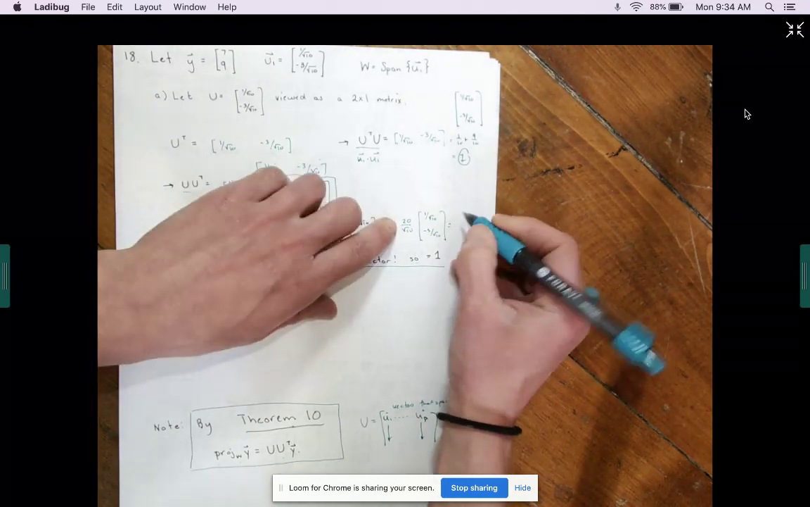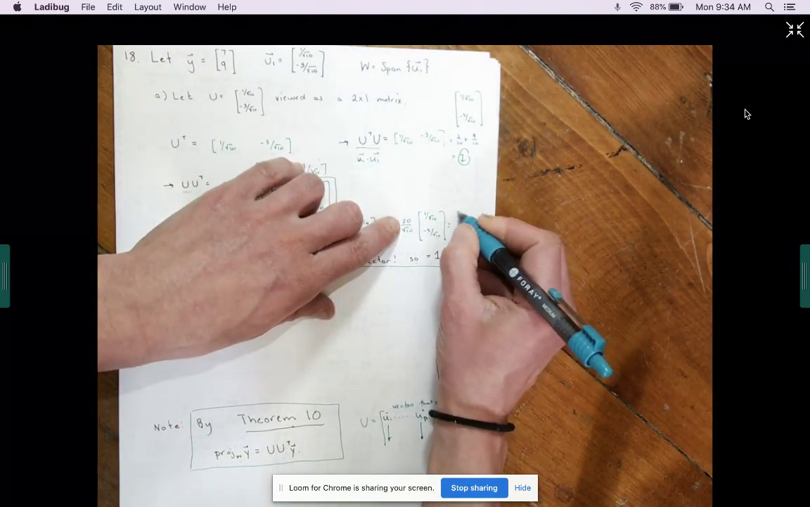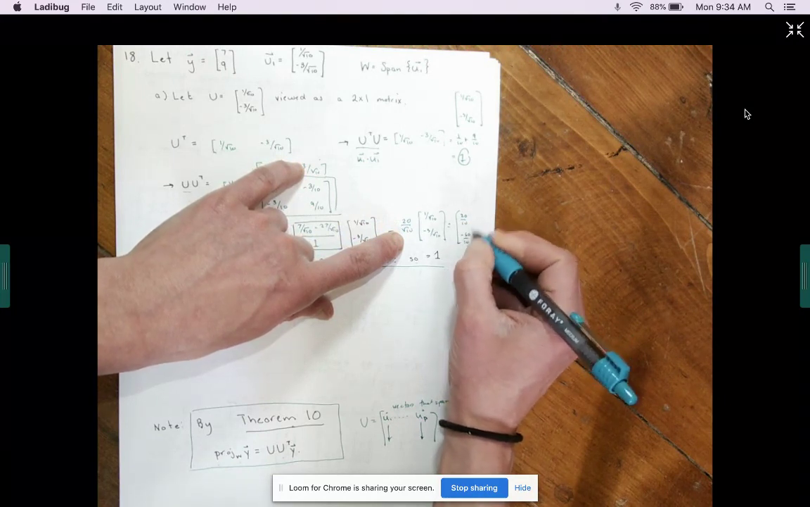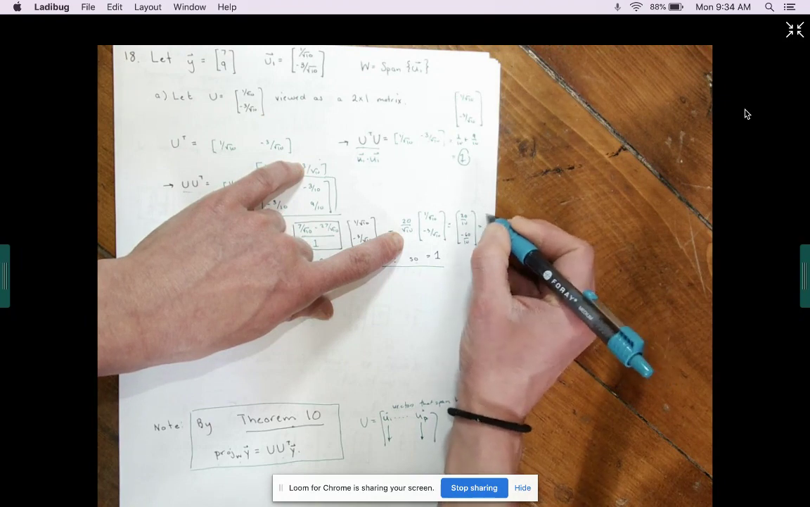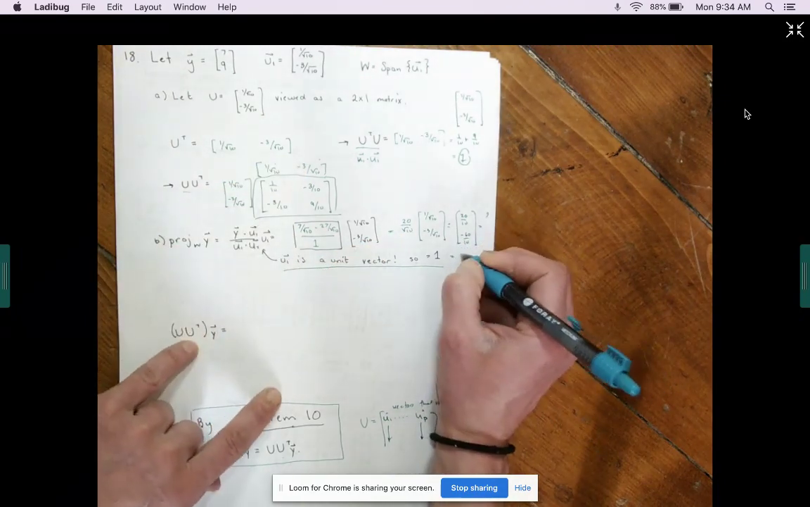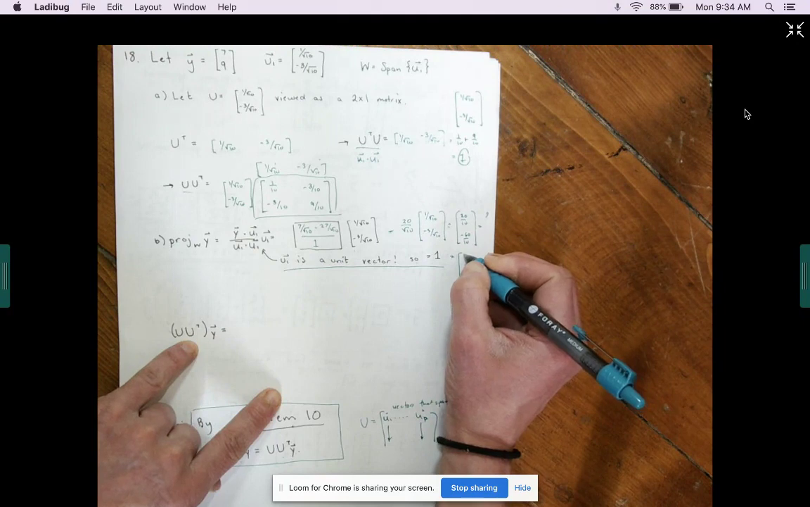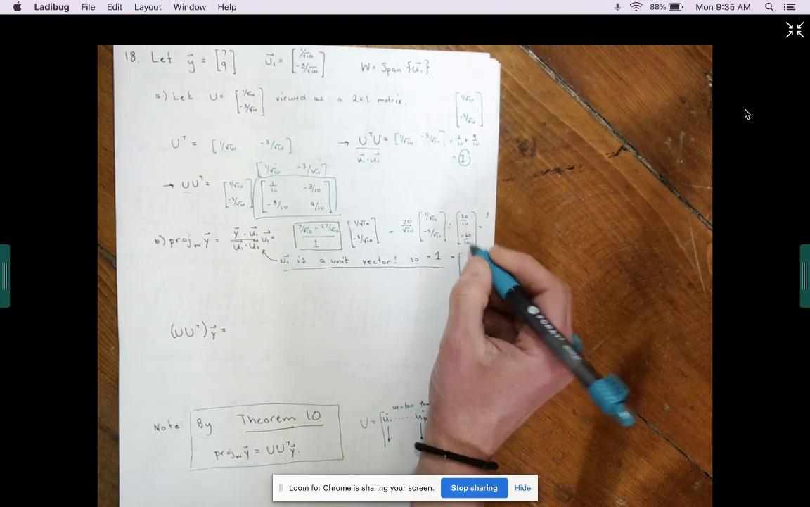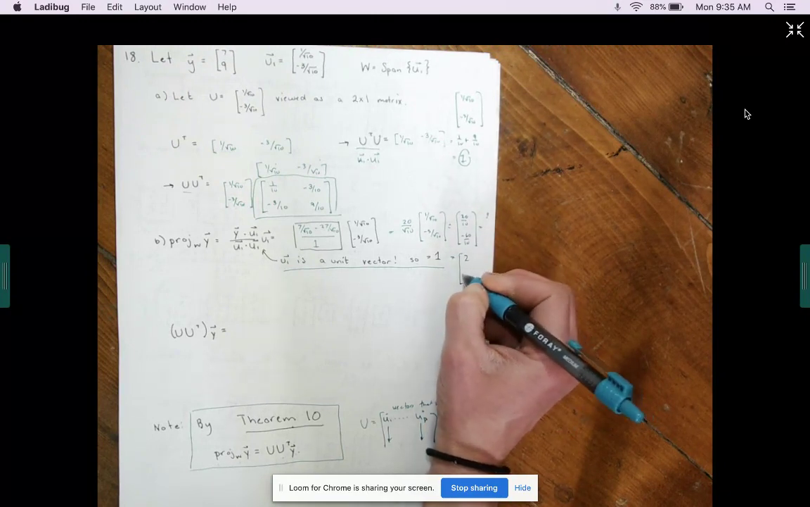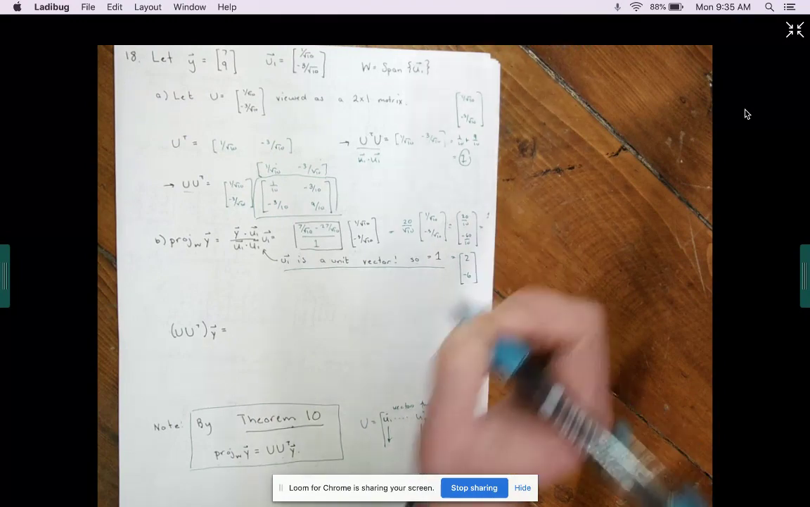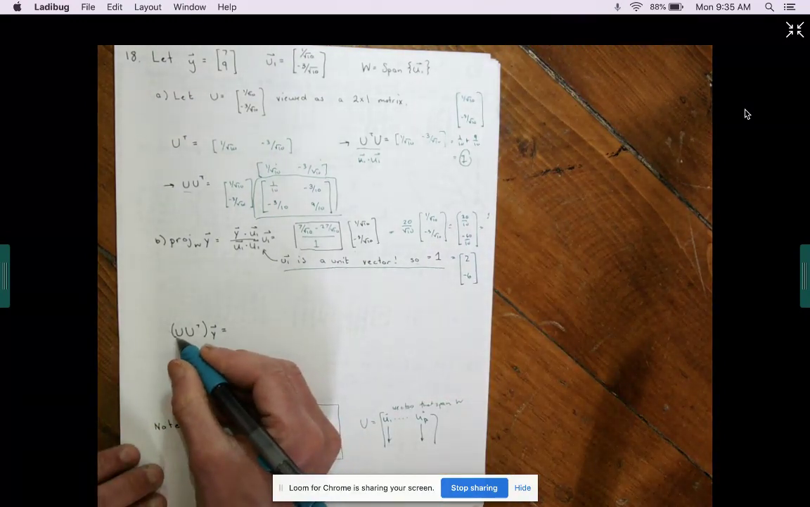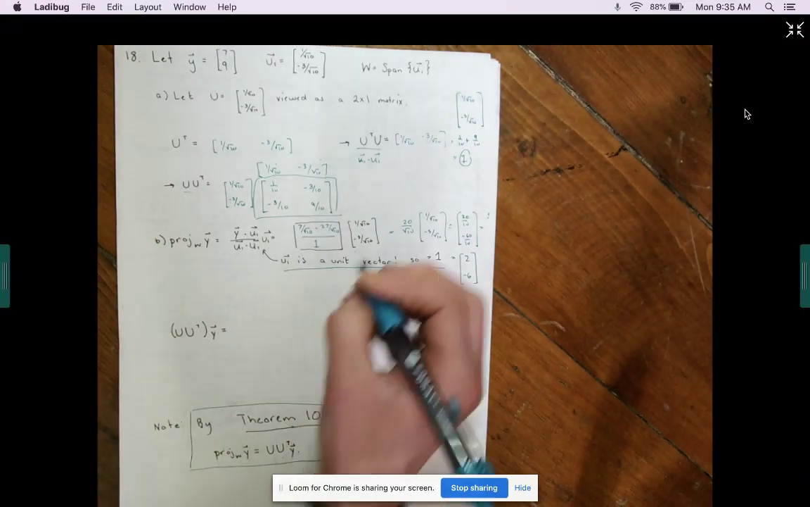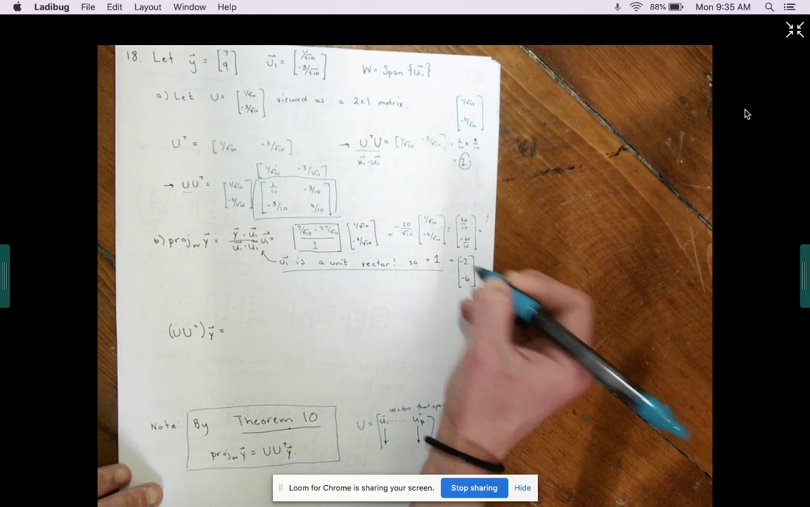So this is going to give us what? 20 over 10 and negative 60 over 10, which simplifies to the vector 2, -6. Oh shoot, this was -20. So this would be -2, +6.